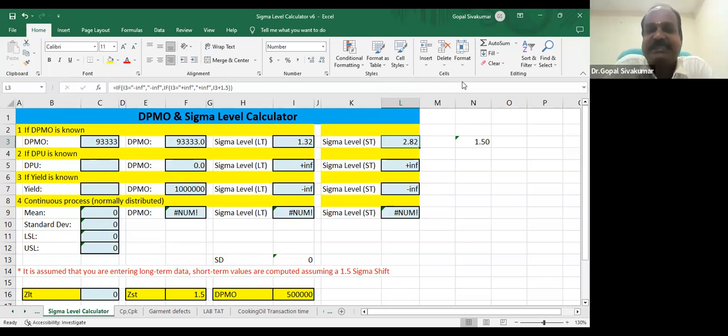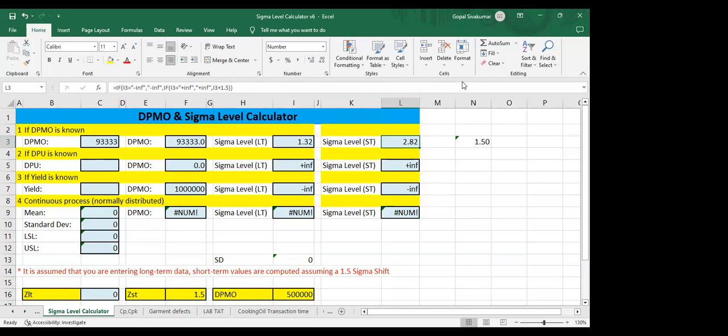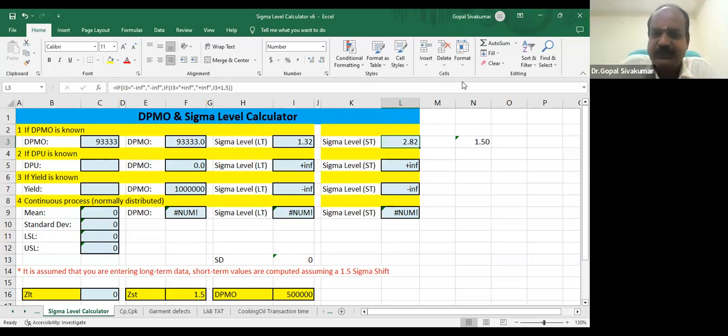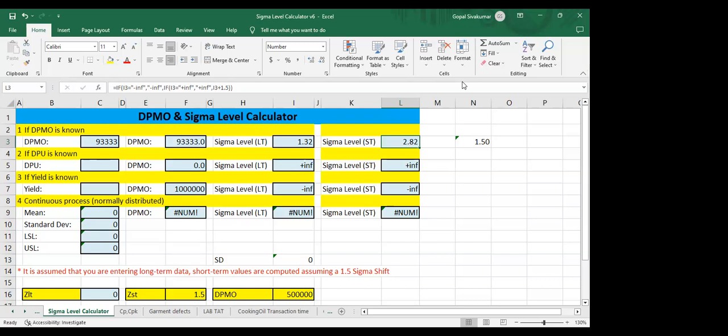See, you are confusing sigma level and DPMO. We want all of you to become very laser focused, even while talking. You are using both terminologies and expecting us to differentiate. Actually, you are showing sigma, so I am confusing the DPMO with the sigma. We never said DPMO is sigma level. DPMO is different, sigma level is different.